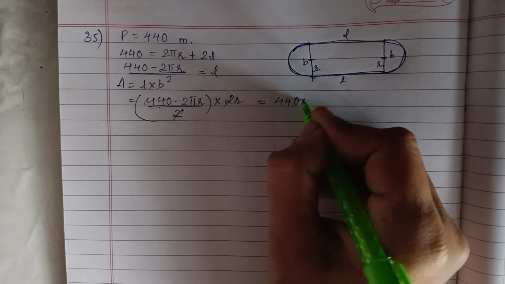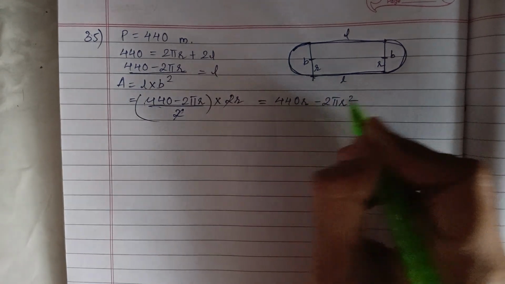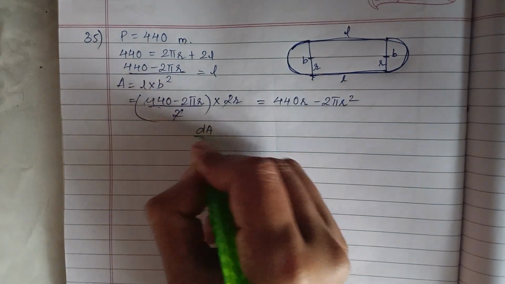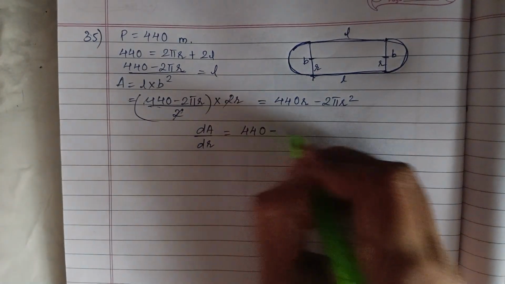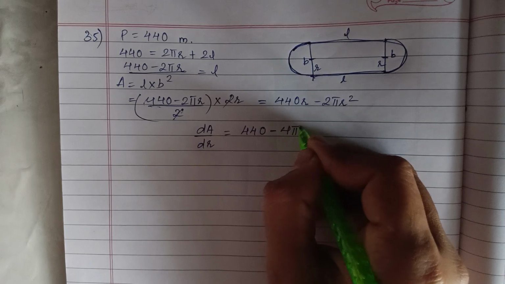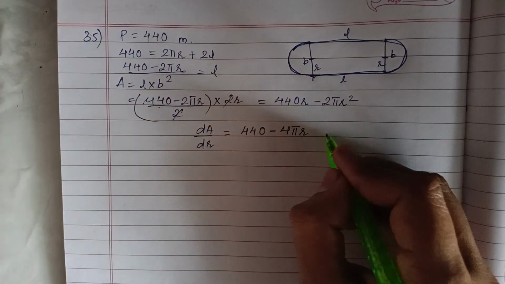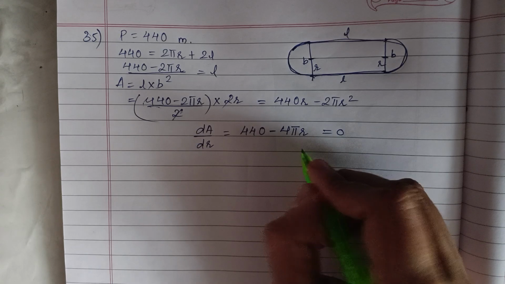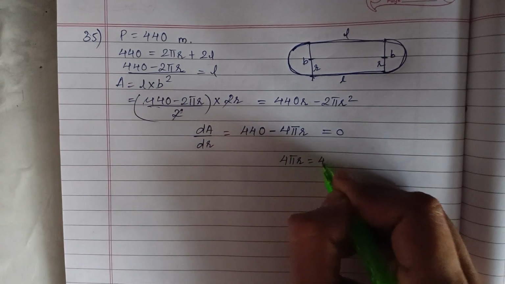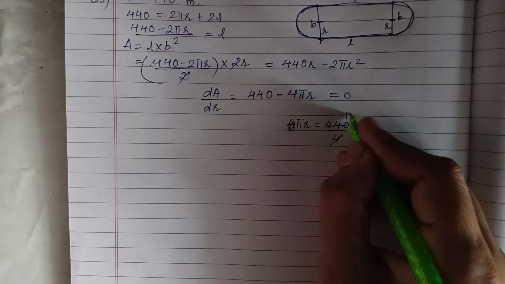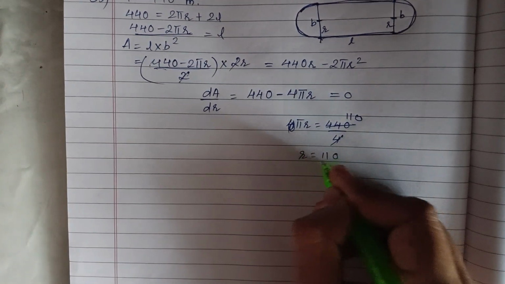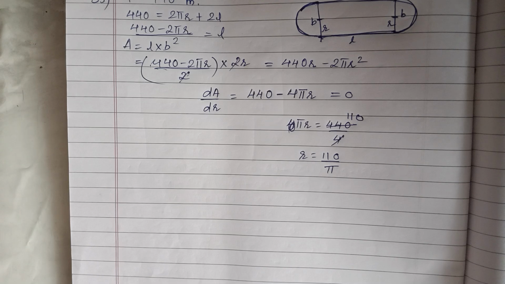So the area is 440 r minus 2 pi r square. If I differentiate this with respect to r, this is 440 minus 4 pi r. Putting it equal to 0 so that we get the value of r. So r is 110 by pi. Now we want to find maximum or minimum.